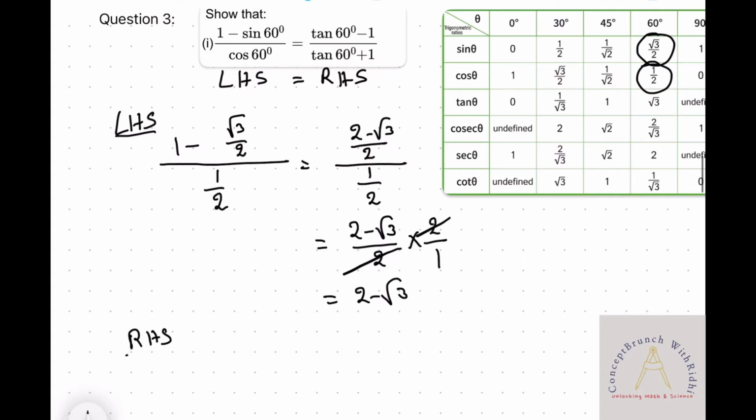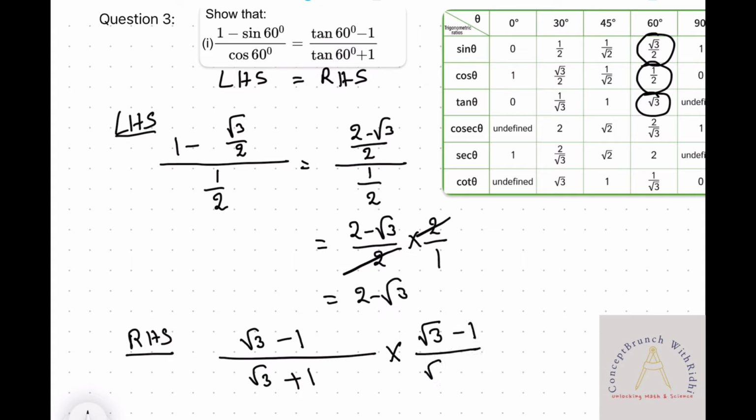Tan 60 is root 3. So (root 3 minus 1) divided by (root 3 plus 1), since tan 60 is again root 3. Okay, so we have to rationalize it here, right? We can rationalize the denominator, multiplying by root 3 minus 1 over root 3 minus 1. I talked about rationalization in my previous videos, so you can check it out there. After rationalization, we can write root 3 whole square minus 1 square in the denominator, and in the numerator root 3 minus 1 whole square.